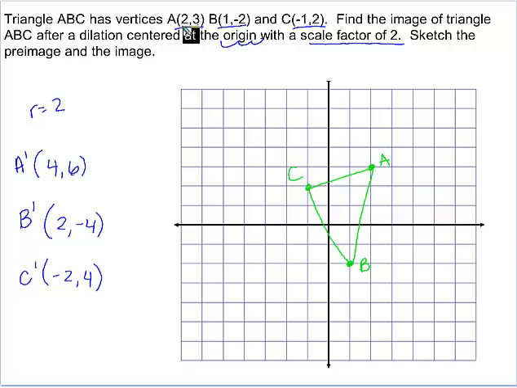So 2 times 2 is 4, 3 times 2 is 6. 1 times 2 is 2, -2 times 2 is -4. -1 times 2 is -2, 2 times 2 is 4. And we just take these and graph them.